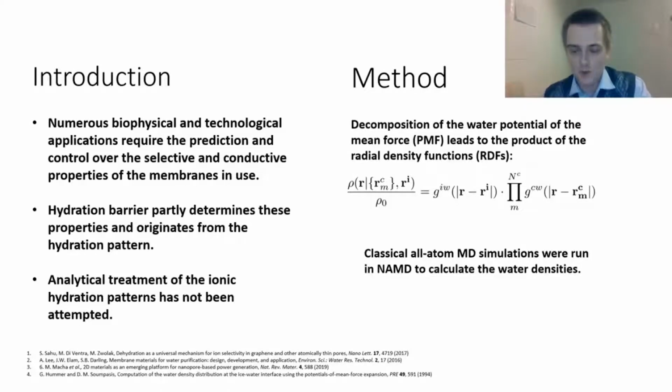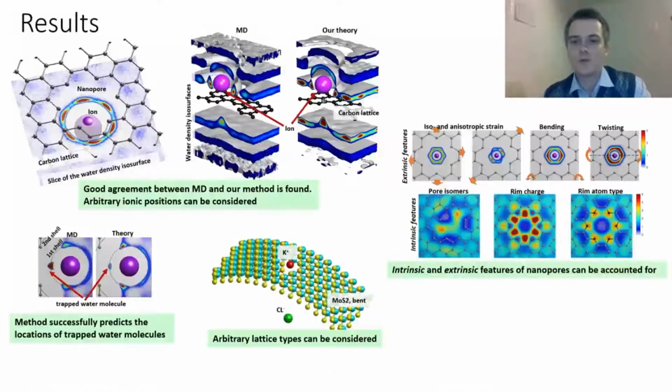So what are our results? First, we demonstrate that our theory and the MD simulations agree well. Secondly, we demonstrate that the method is capable of predicting the positions of trapped water molecules. And thirdly, it can capture the intrinsic and extrinsic features of nanopores. Intrinsic features are specific for the pores themselves, such as geometry, size, isomers, number of layers, and their offset. Extrinsic features are controlled from outside, such as strain, bending, and twisting.